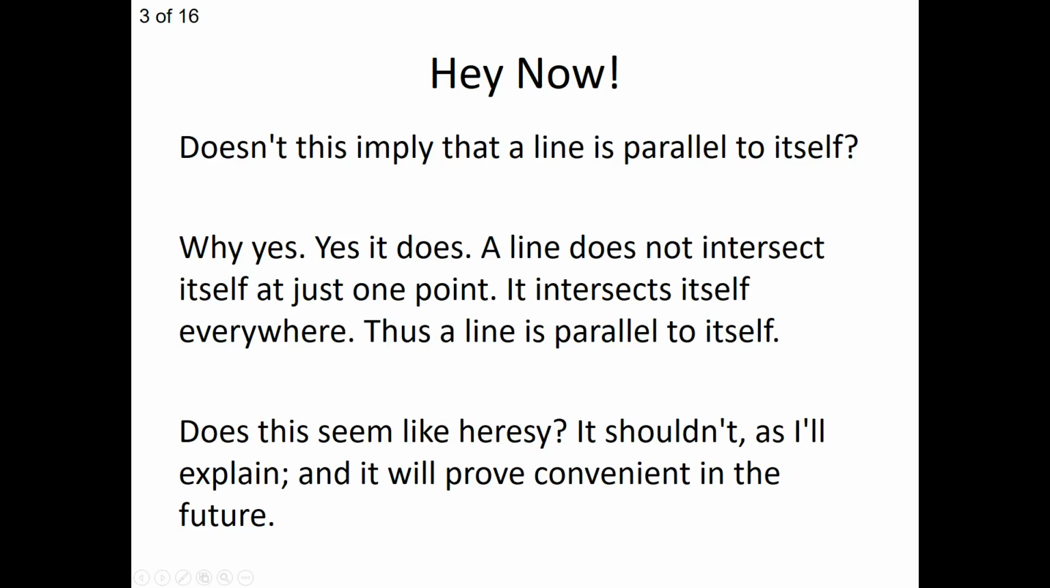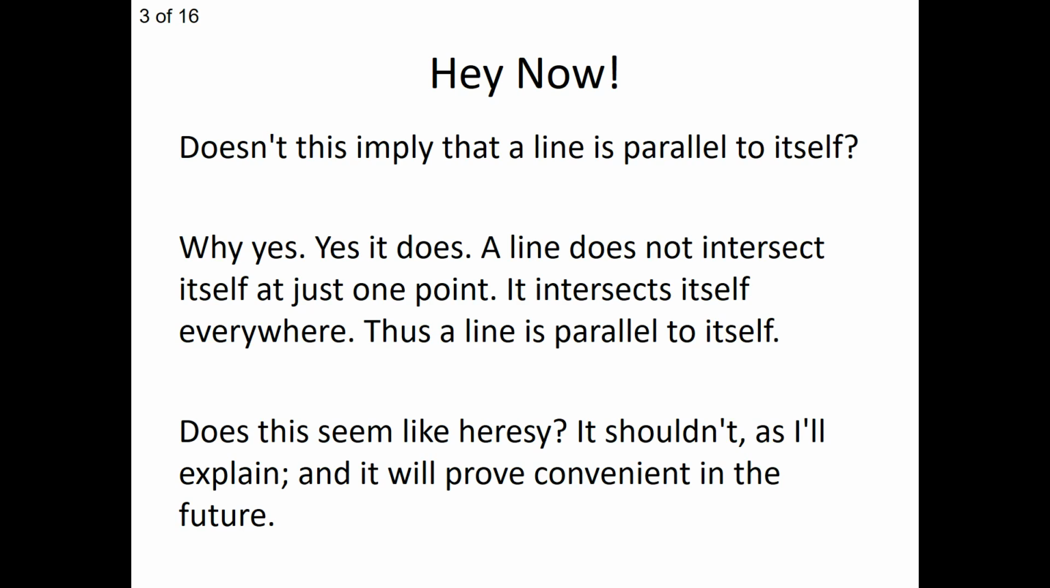It means, doesn't this imply that a line is parallel to itself? It is. Reflexivity of parallelism is actually a true thing. A line, in fact, is parallel to itself. Why? Well, is it coplanar? Yes, it's in the same plane. And does it intersect itself at just one point? No, it does not. It intersects itself at all points, which means it's not just one point. So that does mean it satisfies the definition of parallel lines.